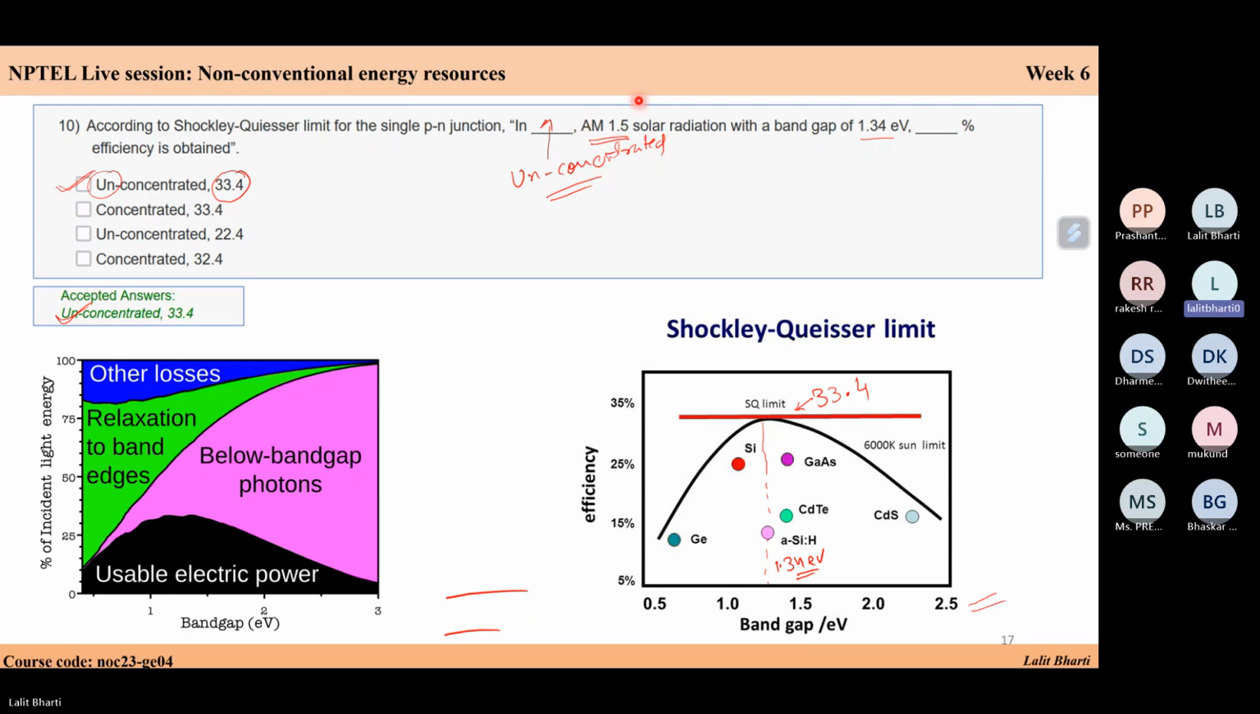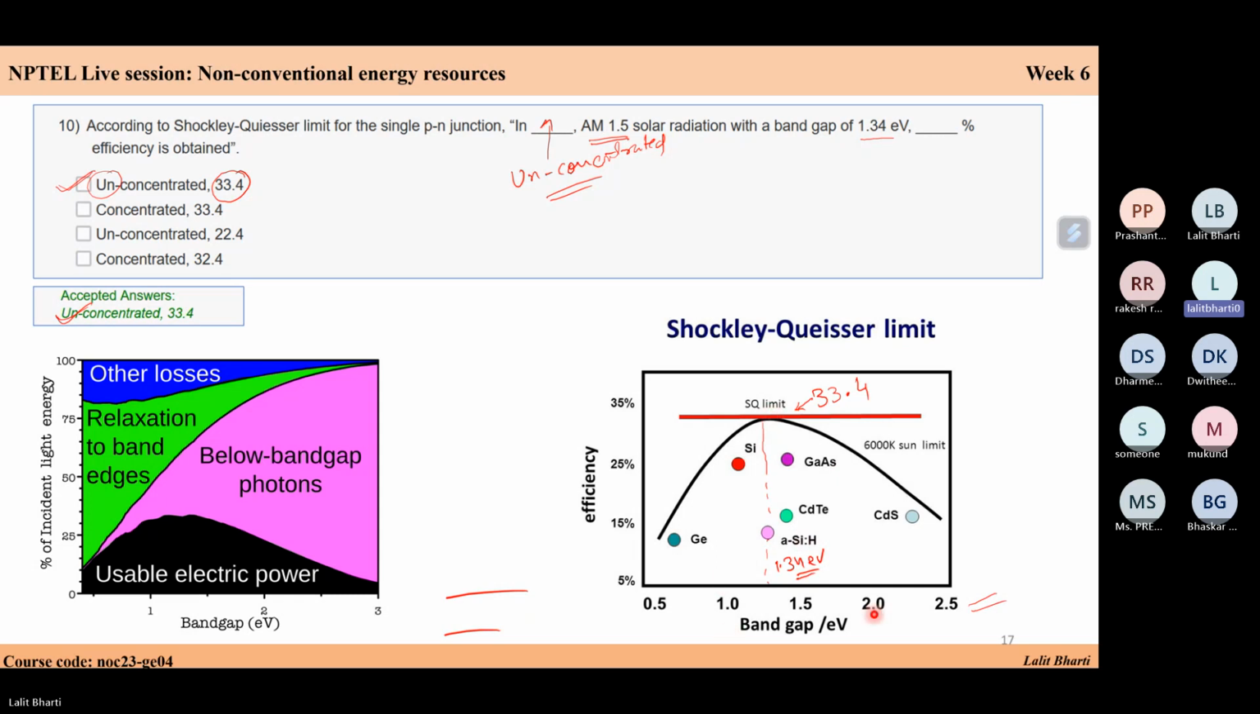It is not covered in the assignments, but this is the condition for standard tests for solar cells, and you might have seen in the main lectures what AM 1.5 and AM 1.0 are. It depends on the position of the sun at different angles. So the SQ limit is defined on unconcentrated light AM 1.5, and they are asking for the band gap of 1.35 electron volt, what will be the percentage.